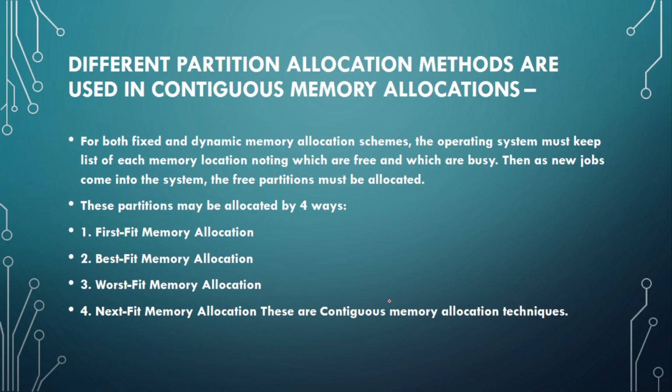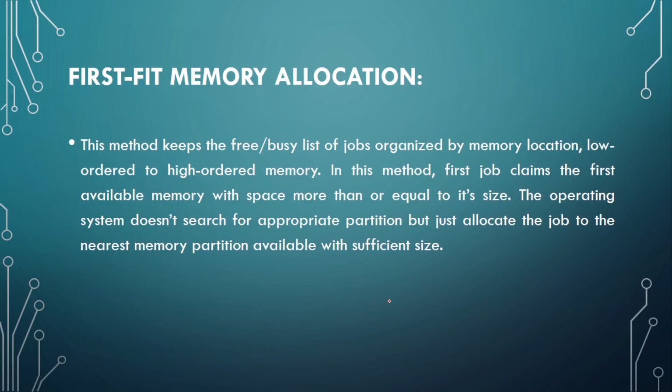These partitions may be allocated in four ways: first fit, best fit, worst fit, and next fit memory allocation. And these are contiguous memory allocation techniques. First, we will see first fit memory allocation. This method keeps the free and busy list of jobs organized by memory location, from low-ordered to high-ordered memory. In this method, the first job claims the first available memory with space more than or equal to its size.